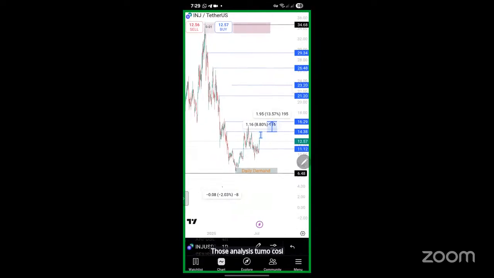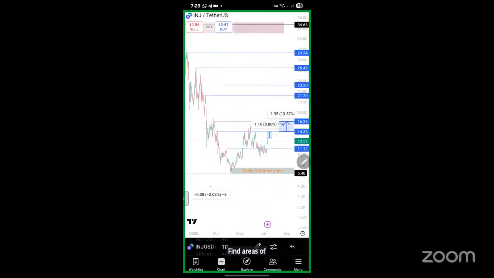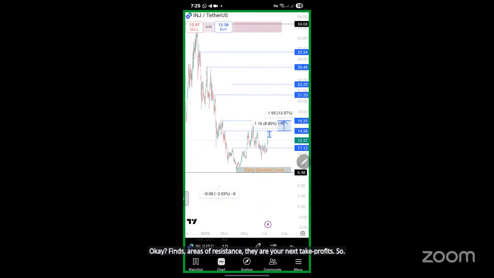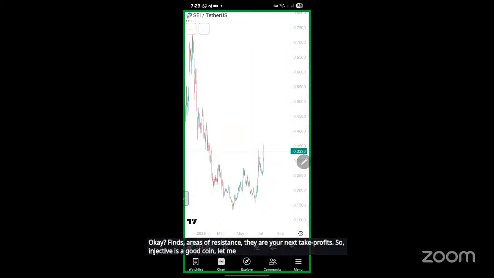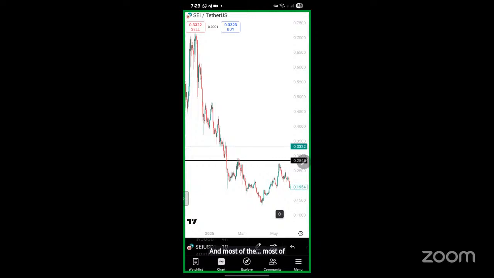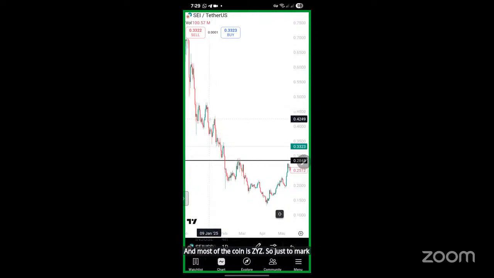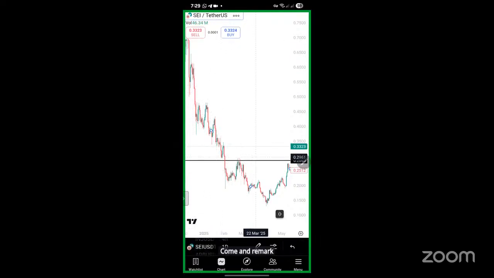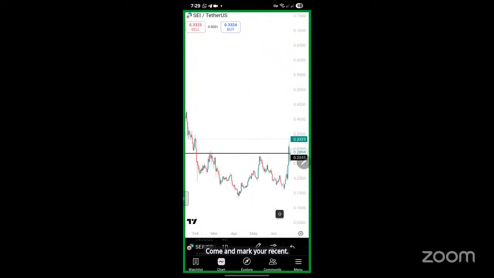Supply and demand zones, find areas of resistance, they are your next take profits. Okay? Find areas of resistance, they are your next take profits. So injective is a good coin. Let me look at Sei. Just mark, like here, come and mark your recent resistance areas. They are your next take profit.